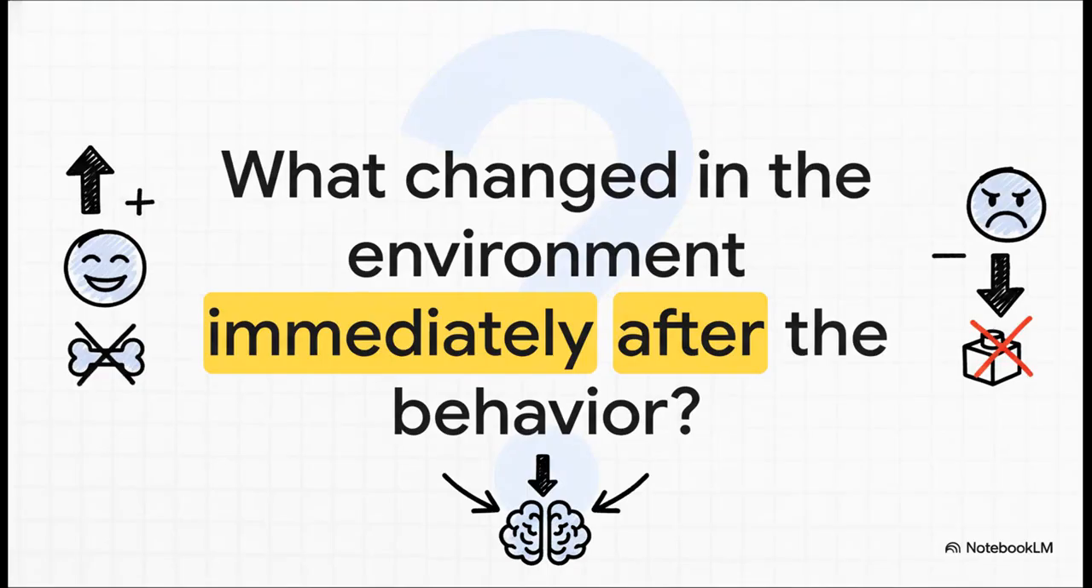This question you see on the slide, this is your magic key. It's the single most important thing you can ask yourself. Forget what you think should have happened or what someone's intention might have been. Just look at the environment. What actually changed in that moment right after the behavior? Was something added or was something taken away? I promise you that one question will cut through 99% of the confusion.